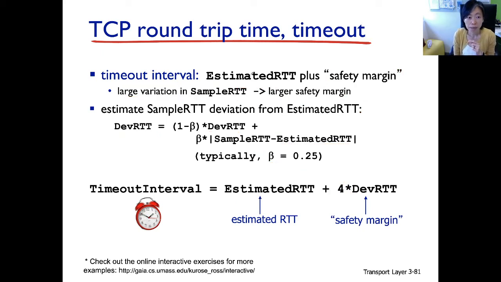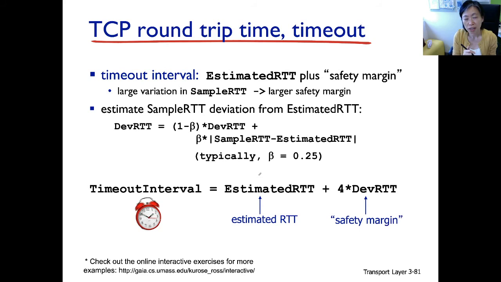Therefore, in TCP, the timeout interval is the estimated RTT plus a safety margin. So estimated RTT is the what? The average. And the timeout interval should be the average plus a safety margin, such that all these sample RTTs fluctuating in the middle will be covered. Or, the more sample RTTs being covered by the safety margin, the better.